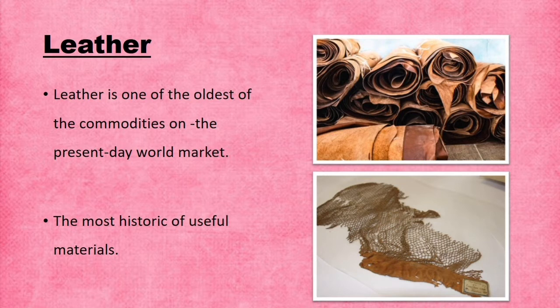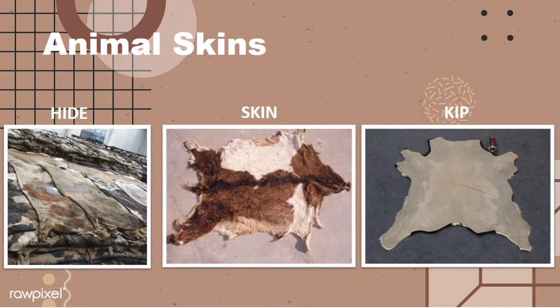It has been called the most historic of useful materials. The art of leather manufacturing from hides and skins antedates, by centuries, any of man's scientific knowledge of chemistry. Specimens of ancient Egyptian leather have been found which are claimed to be at least 3,000 years old. As you can see in the second picture at the bottom, it is underwear made from leather years ago in Egypt.